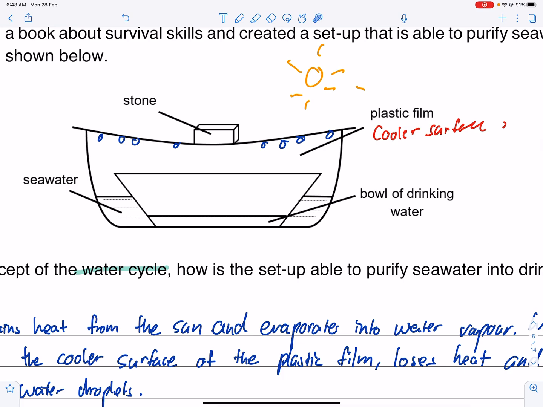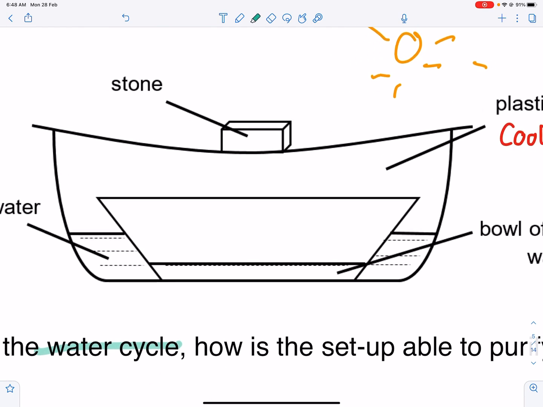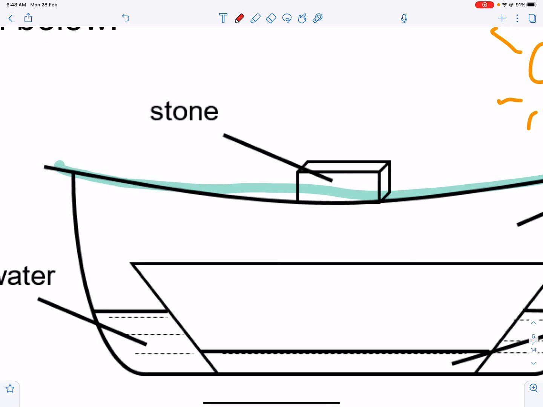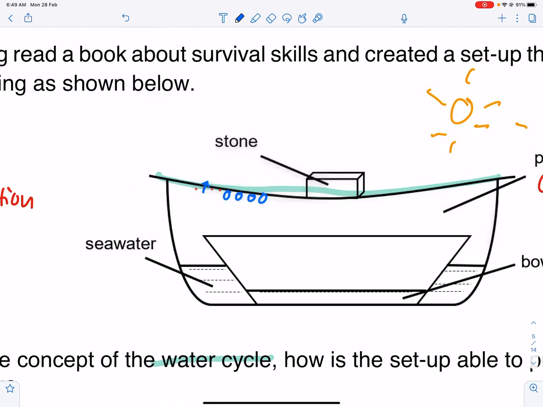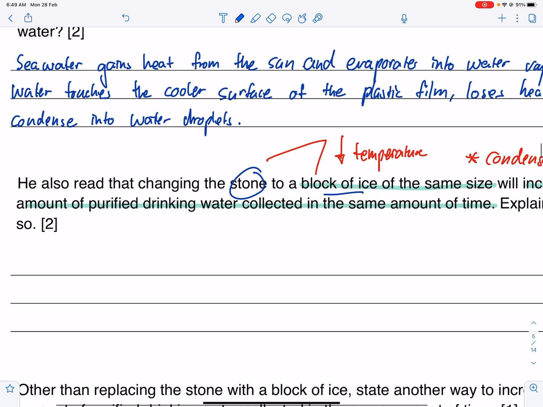So I'm just going to erase this so I have a bit more space. So think about it. If you have a cooler region over here, your warmer water vapor, which is over here, when it touches the surface, heat will be lost from your warmer water vapor to your cooler surface at a faster rate. So because now heat is being transferred away from your water vapor to your cooler surface at a faster rate, it also means that condensation would happen at a faster rate. So therefore, you will be able to get more water droplets at a faster rate, resulting in you being able to collect more water droplets, increasing the amount of drinking water.